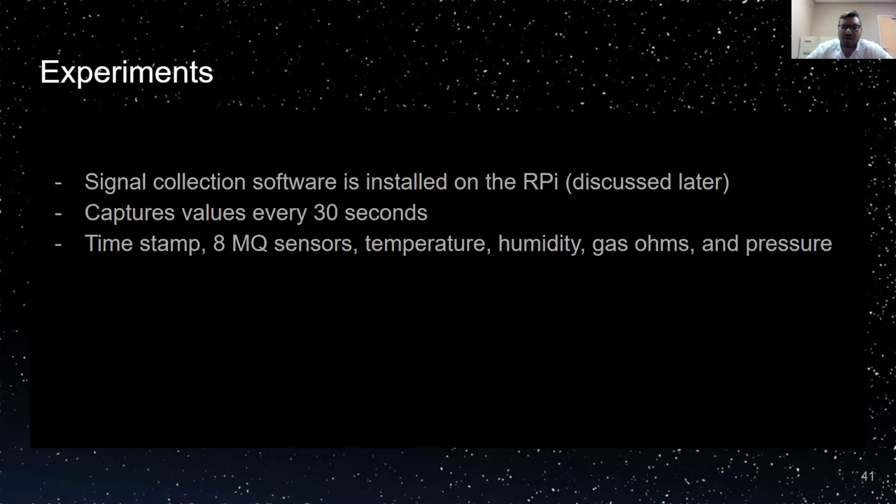Signal collection was installed on a Raspberry Pi. We'll discuss that in just a moment, but it captured values every 30 seconds. Each reading contained a timestamp, the 8 readings from our MQ sensors, as well as the temperature, humidity, the gas ohms, and pressure from our BME680 environmental sensor.